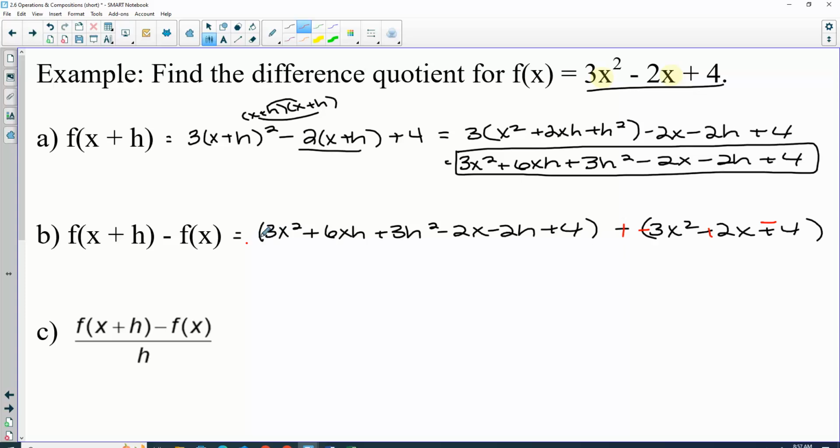Then positive 3x squared and negative 3x squared cancel. Negative 2x and positive 2x cancel. Positive 4 and negative 4 cancel. So we get 6xh plus 3h squared minus 2h.